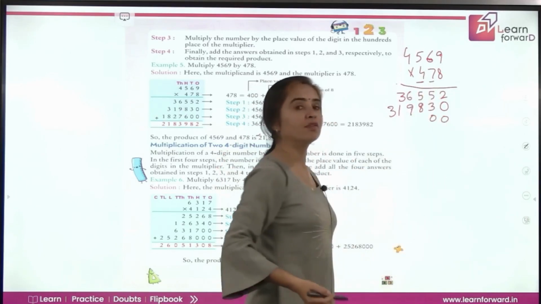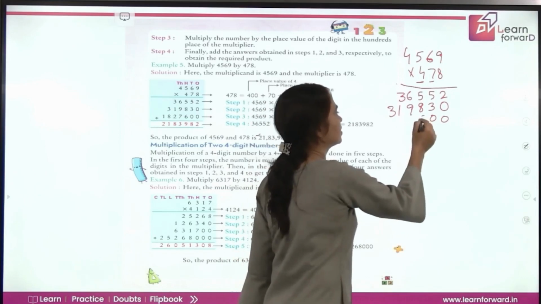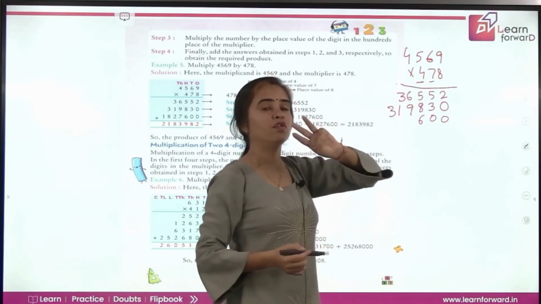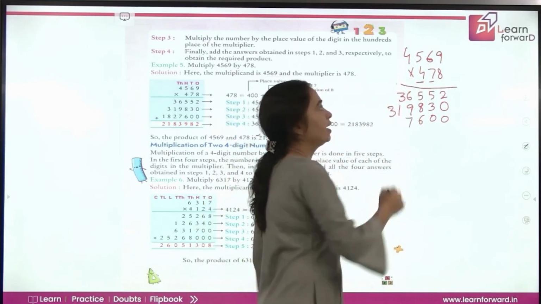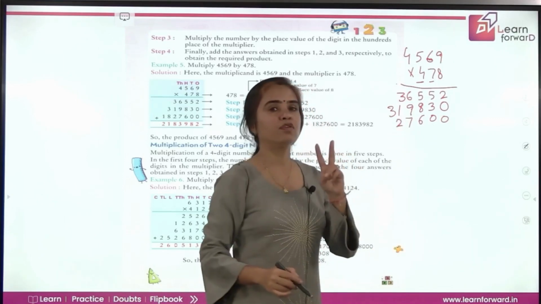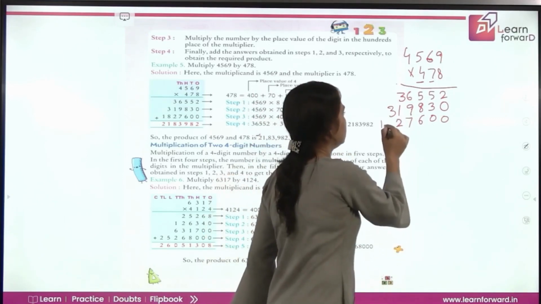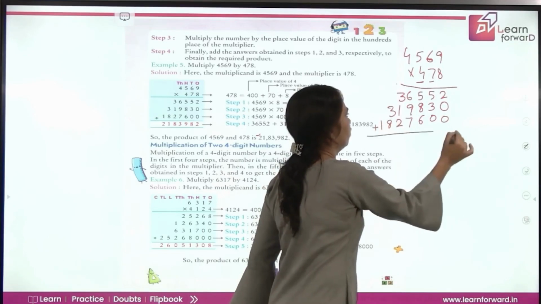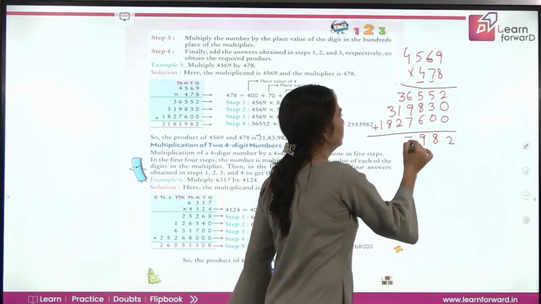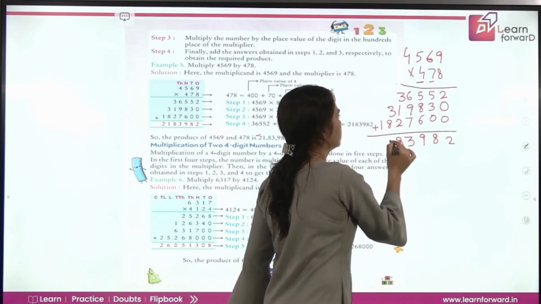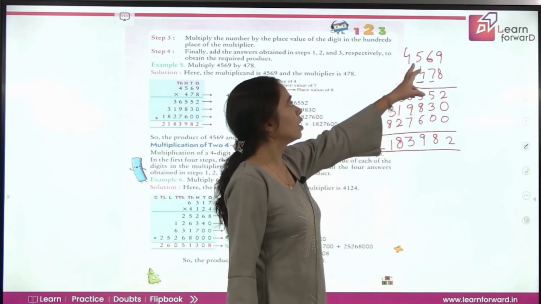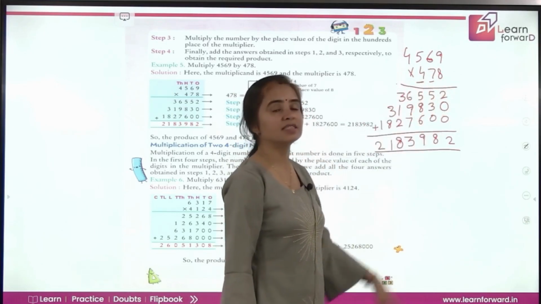Let's start multiplying. 4 nines are 36. 6, carry 3. 4 sixes are 24. 24 plus 3, 27. Carry 2. 4 fives are 20 plus 2, 22. Carry 2 again. 4 fours are 16 plus 2, 18. Now we'll be adding them. What you get here is 2, 8, 9, 3, 8, 1, 2. So this is the product of 4,569 and 478.